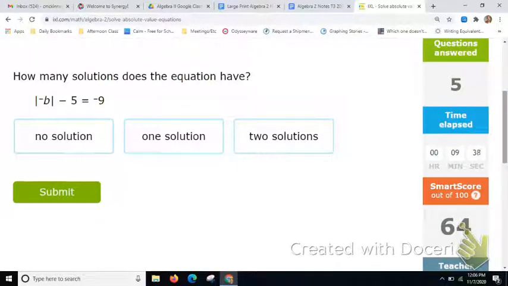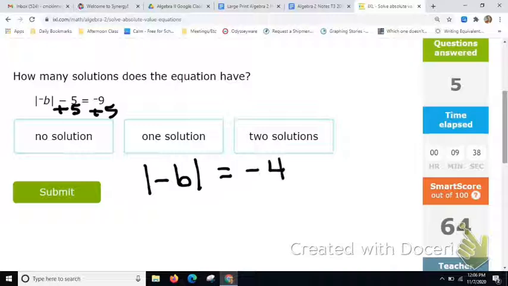All right, so for this problem, if you need to decide if there's no solution, 1 solution, or 2 solutions, first get your absolute value by itself, okay? Which means I'm going to have to add 5 to both sides. Then I would have absolute value of negative b is equal to negative 4. The absolute value cannot be equal to a negative by definition, okay? So that means absolute value by itself equal to a negative, that's a no solution. Don't worry about what's inside those brackets.